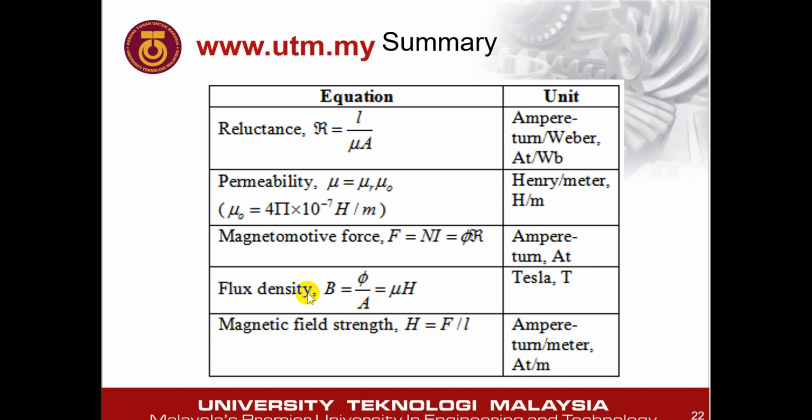Next is the flux density. You need to know how to calculate it: B equals flux over A, or mu H. We have to know both these equations, and the unit is Tesla. And lastly, magnetic field strength H equals F over L. This is the unit.